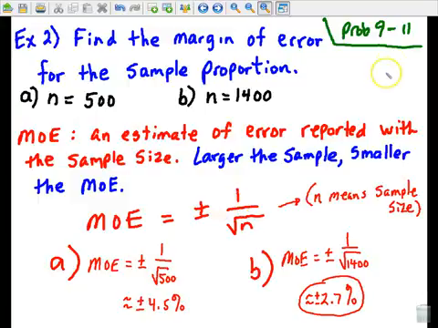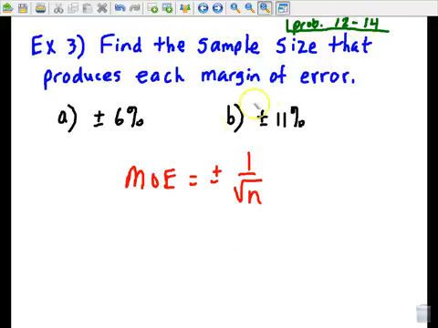So that's your margin of error formula. You're going to practice that 3 times in problems 9 through 11. For 12 through 14, we're still dealing with the margin of error formula, but this time they're going to give you the margin of error, and you're going to have to find the resulting sample size, in other words, solve for n. Let's take a look at letter A. If the margin of error is plus minus 6%, I'm just going to write that as a decimal.